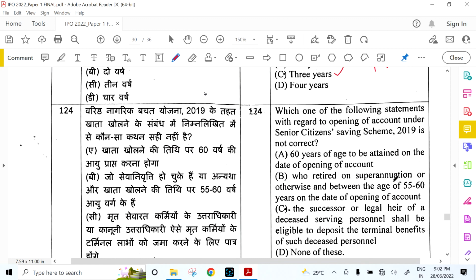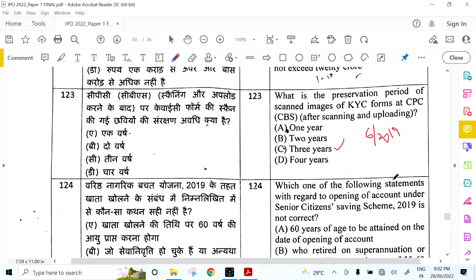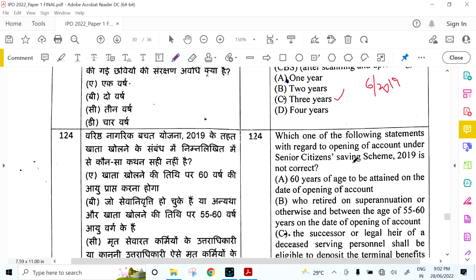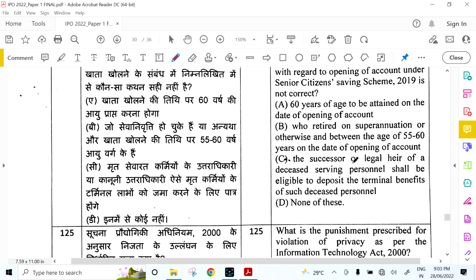Which one of the following statements with regard to opening of account under senior citizen scheme is not correct? Here if it is physical forms it is 1 year, because it is scanned images it is 3 years. I think 2 questions he has asked in this paper.